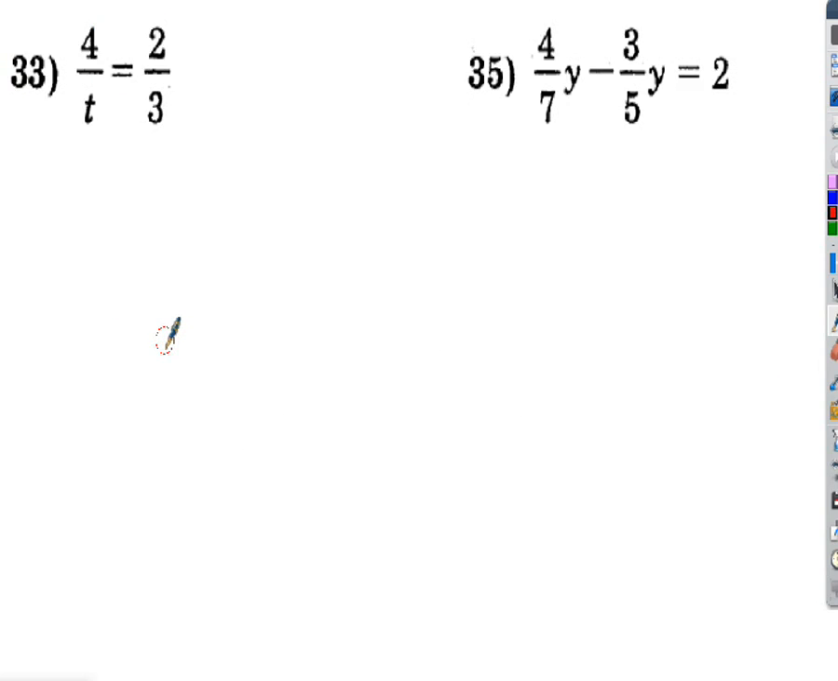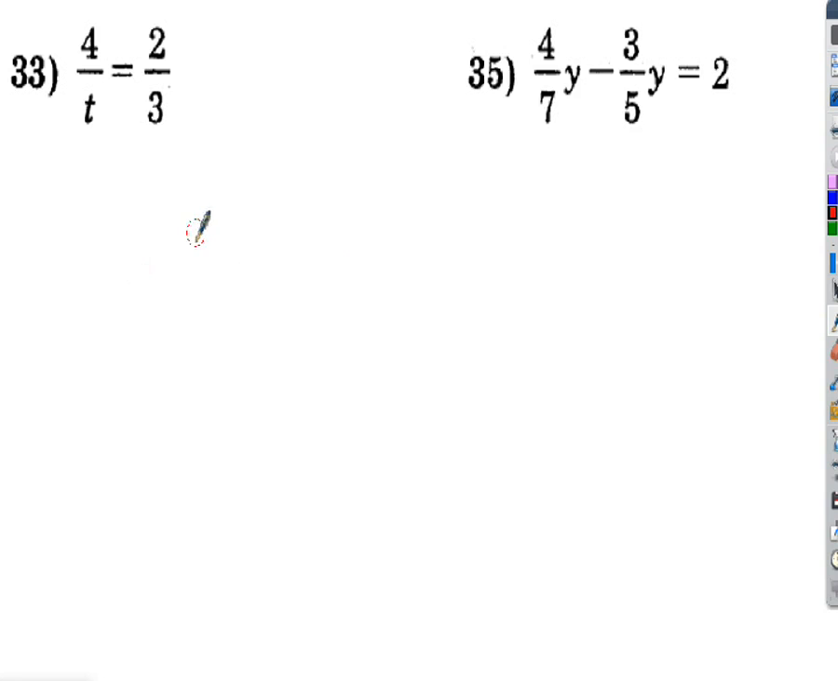Question 33, 4 divided by t is equal to 2 divided by 3. Now we can, in this case, if we want to, turn both sides of the equation upside down, so have t upon 4 is equal to 3 upon 2, but you need to be careful sometimes in turning equations upside down. Not all equations can be turned upside down.